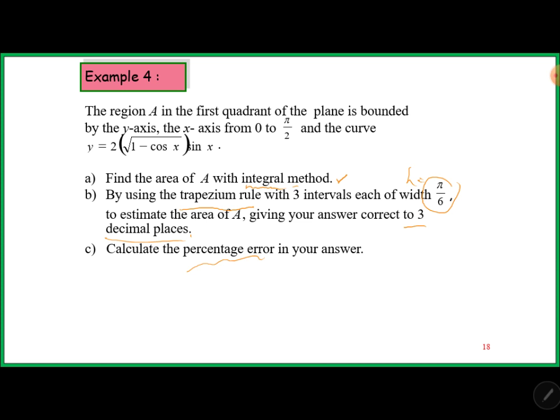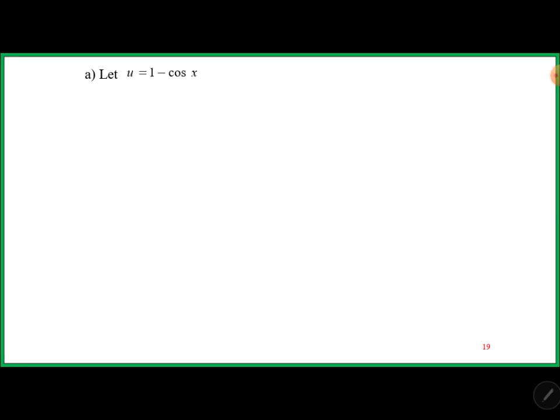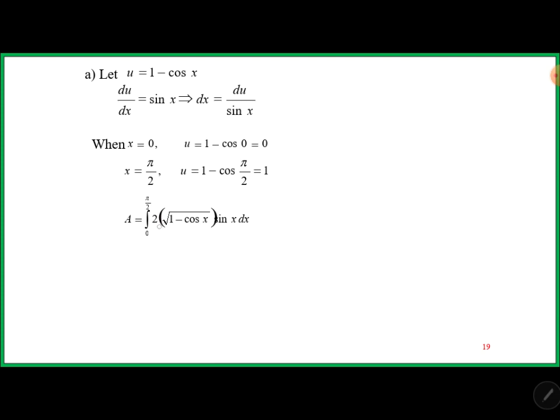Okay, let's do the first part of the questions. So now we want to integrate. The question is to integrate 2 square root of 1 minus cos x times sin x dx from 0 to pi over 2. What we can do is to use the substitution method. Why? Because under the square root is 1 minus cos x, and if we differentiate 1 minus cos x, we get sin x.